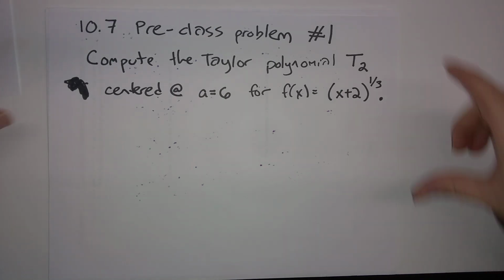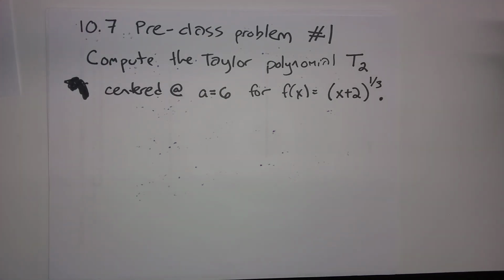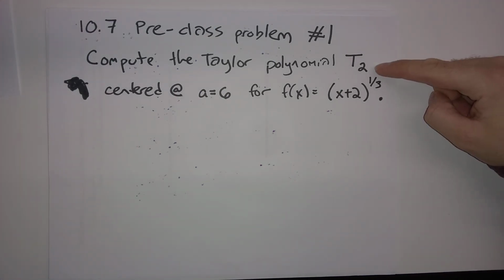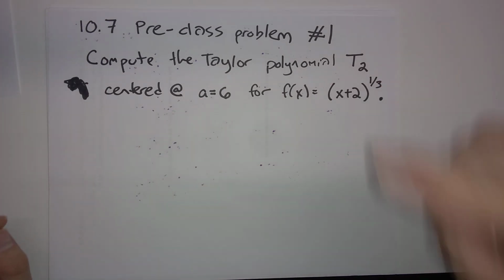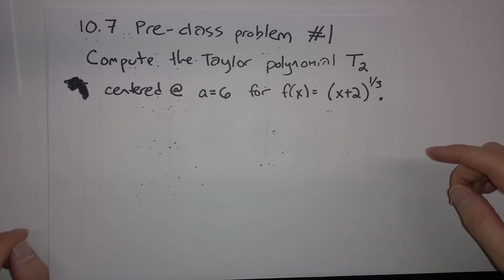Why don't we end it with a pre-class problem similar to what we just did. Compute a Taylor polynomial. I'm only asking for T sub 2, centered at a equals 6, for f of x equals (x plus 2), all of that raised to the 1/3 power.